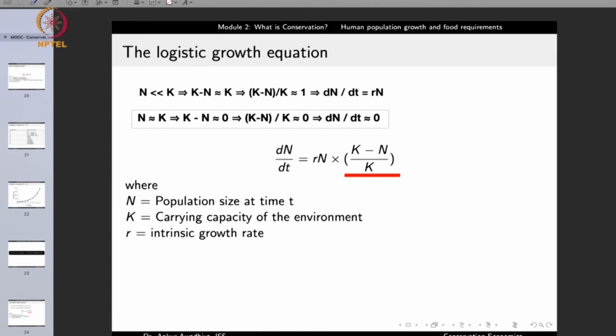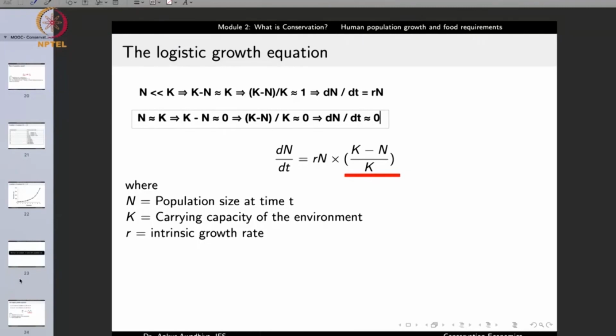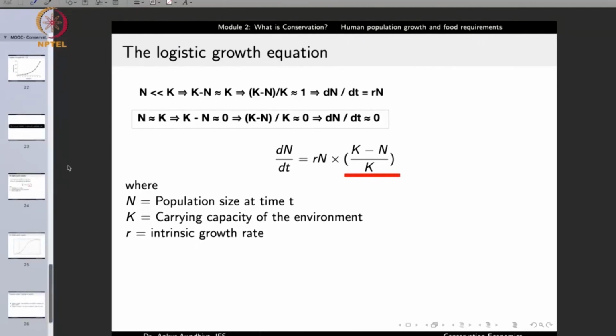What this is telling us is that dn by dt is the rate of increase in population with time. And dn by dt is approximately equal to 0 is telling us that the increase in population with time is roughly equal to 0. Now, if the increase in population is roughly equal to 0, it means that the population has now stabilized. The population is now constant. And it is constant where? It is constant at a level that is roughly equal to k. So the population increases, but then it becomes roughly equal to k, which is the carrying capacity.